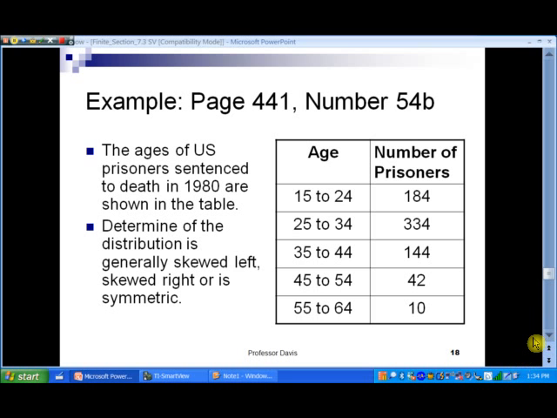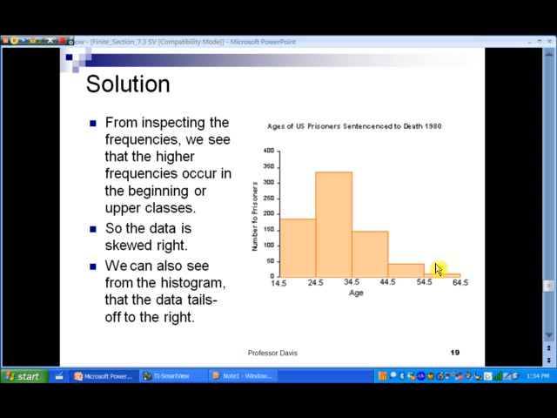The opposite is true for right-hand symmetry. All right, so let's take a look at an example here. In slide number 18, it says, let's graph this and determine the skewness. Well, in slide number 19, you can see our graph, and we can see that the data tails off to the right. So this data is skewed right.